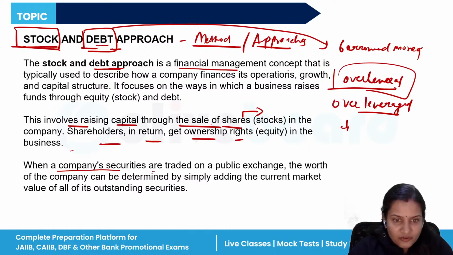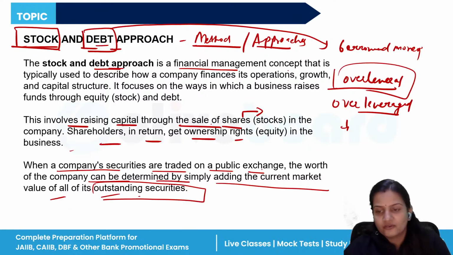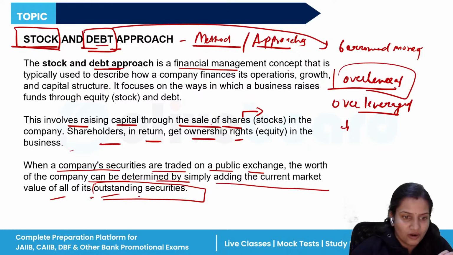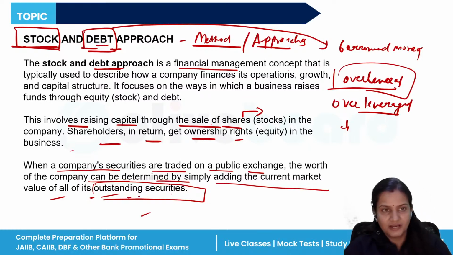And when a company's securities are traded on a public exchange, the worth of the company can be determined by simply adding the current market value of all the outstanding securities. So if your securities are traded on the stock market, the value of your company will be determined by adding the current market prices of all your outstanding securities. Clear?